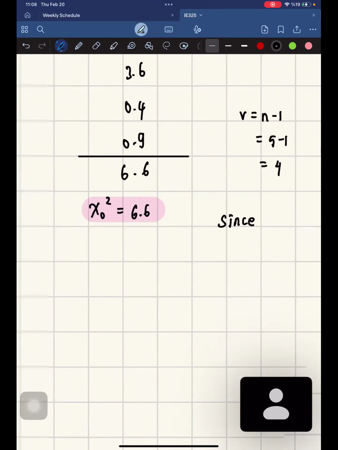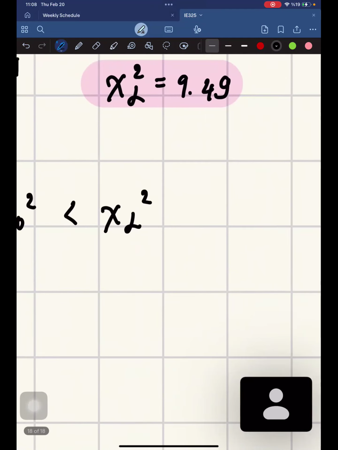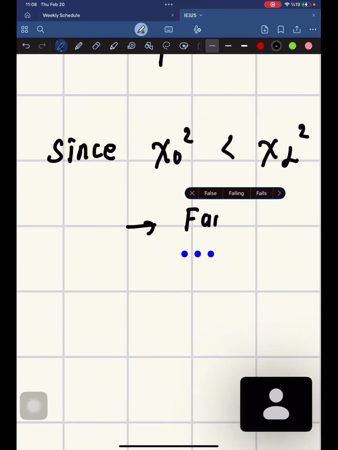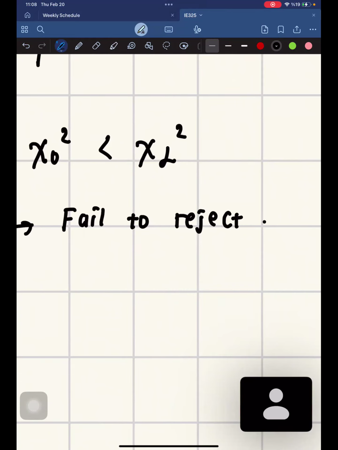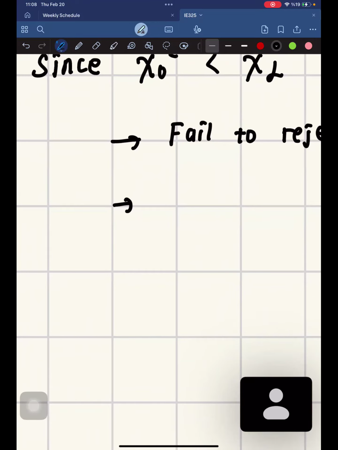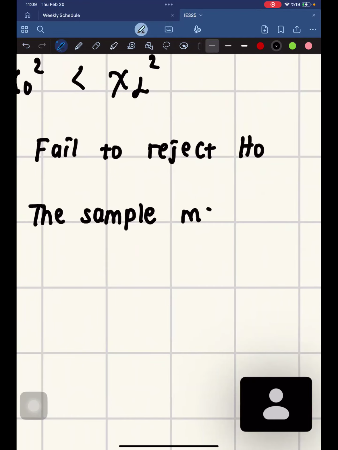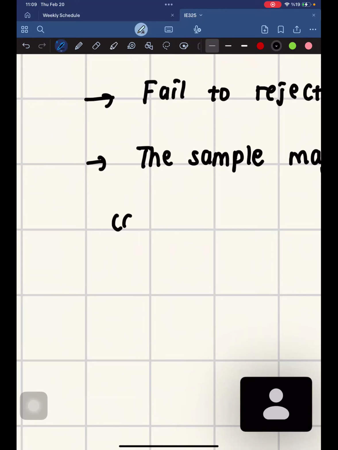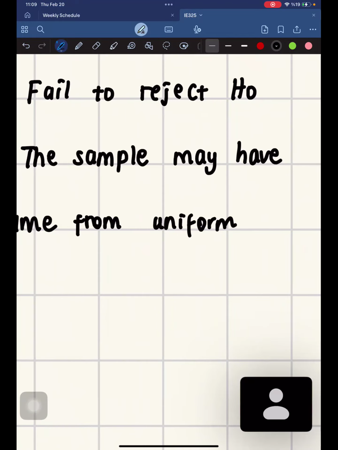Since the test statistic is less than the critical value, we can write that the sample may have uniform distribution.